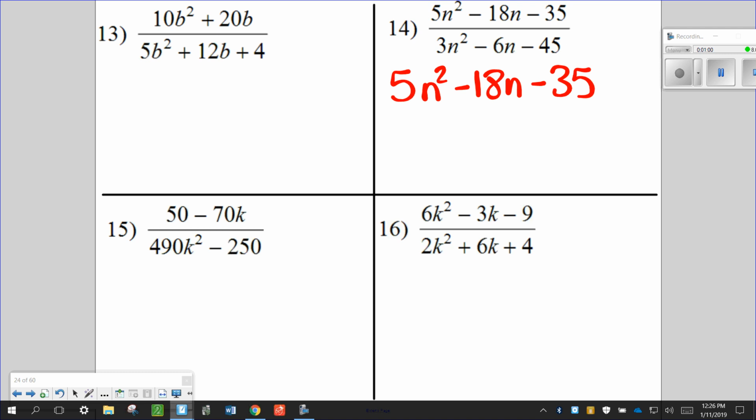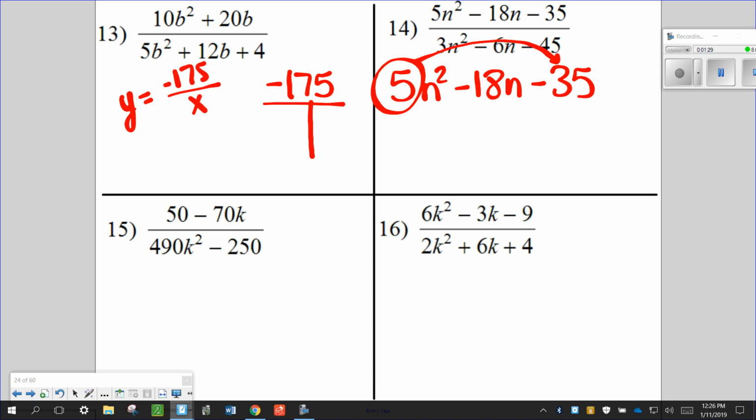Well, the leading coefficient isn't 1, so I guess the most consistent option is to multiply that by the final number, and you'll get negative 175. And then you need factors of negative 175 that add up to the middle term, negative 18. If you need to, you can go to your calculator, and in the y equals, you could type in negative 175 divided by x, and go look at the table until you find two factors in the x and y list that add up to negative 18.